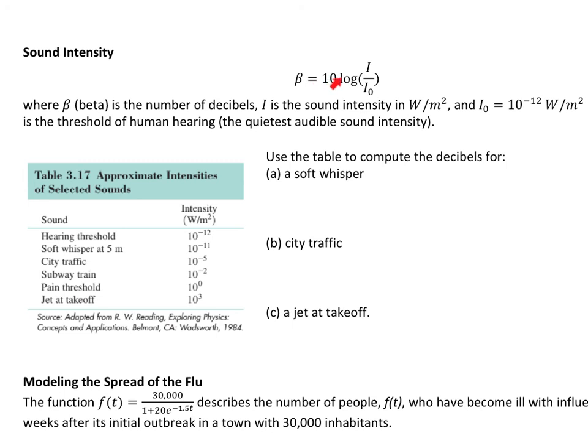Is equal to 10 times the log of I over I naught, where I is the sound intensity from this table. We've measured the sound intensities. And I naught is 10 to the negative 12. It's the threshold of human hearing. So that's how much we can hear at different sound intensities. So if we wanted to figure out the decibels for these different things, which, fun fact, does anyone know why it's called decibels when you talk about how loud something is?